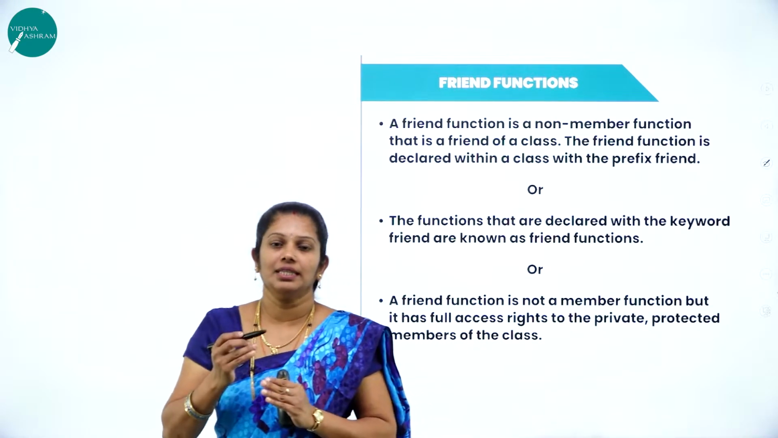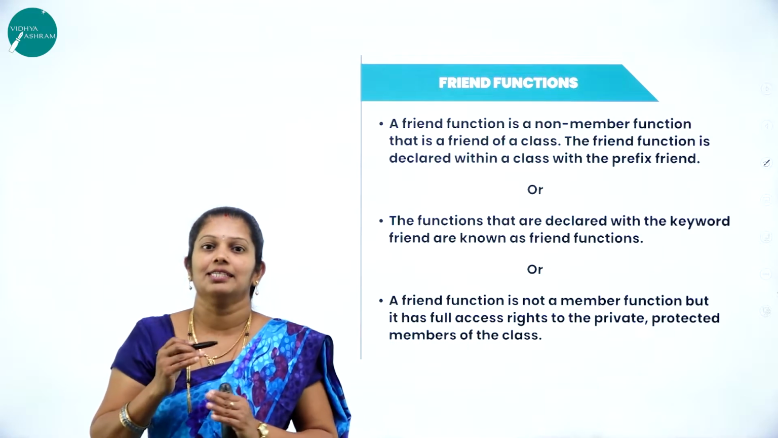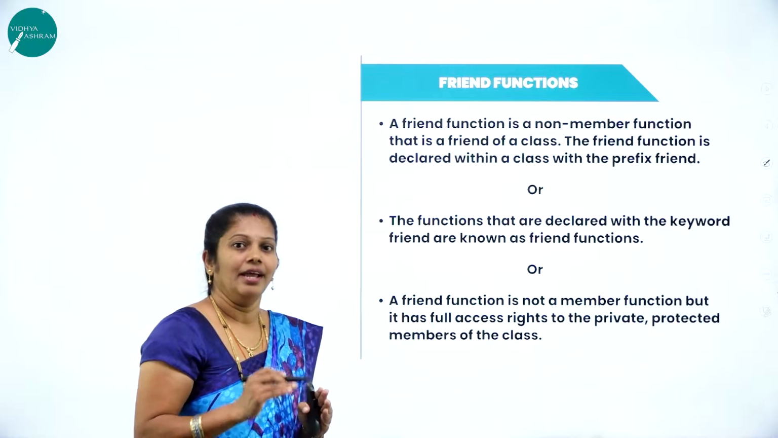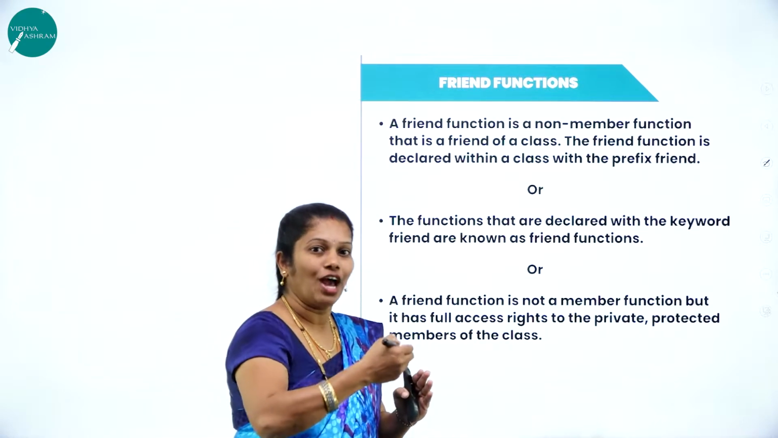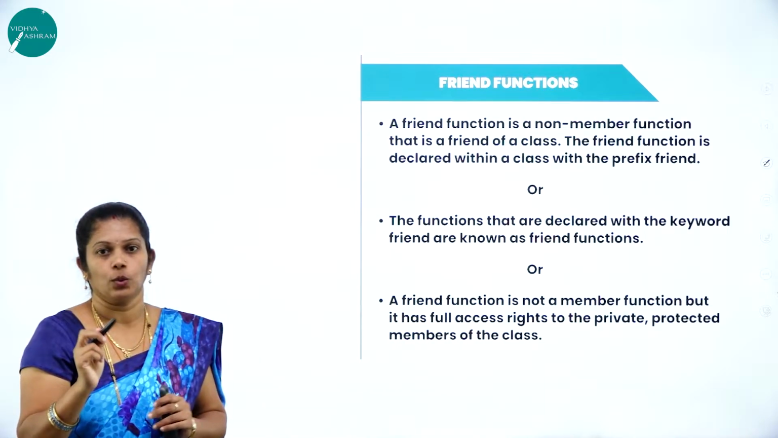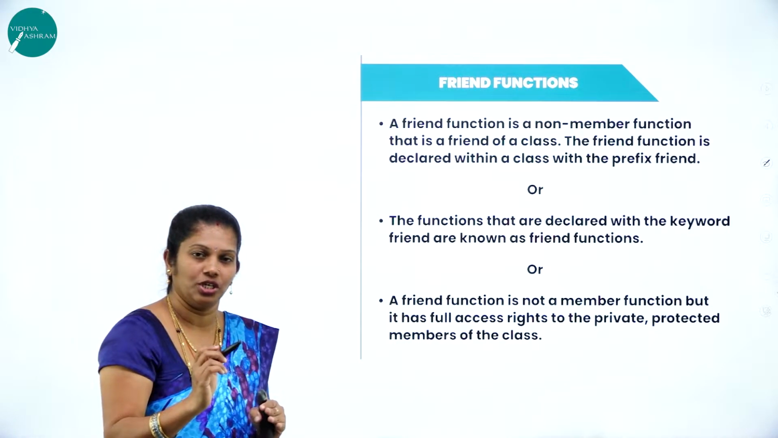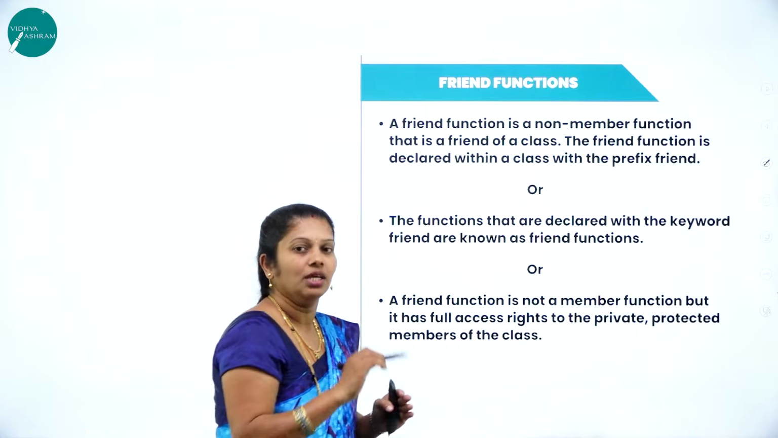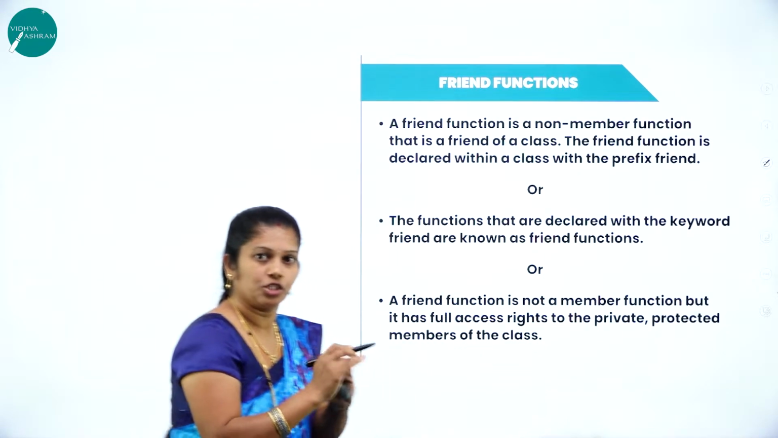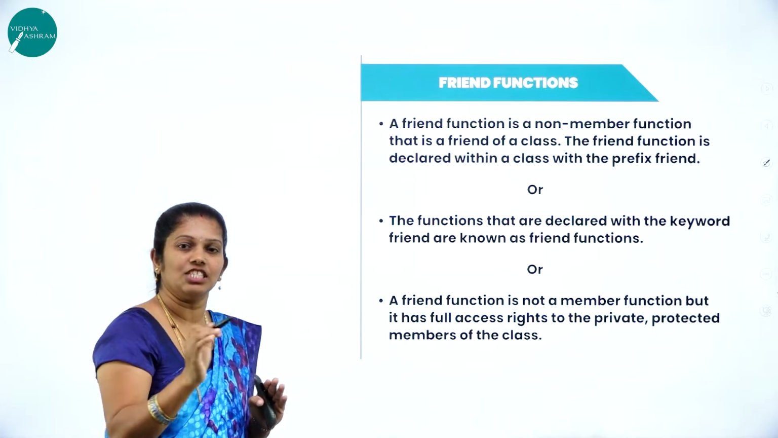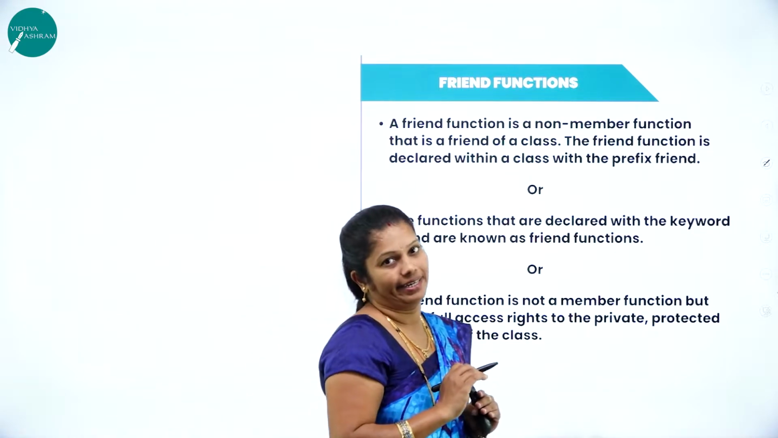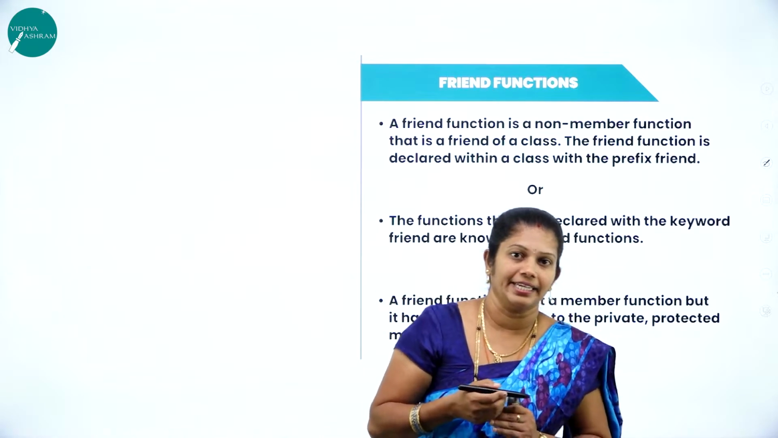Friend function, the name itself says that it is a friend of a class. It is not a member function. It does not belong to the family of that particular class. It is a non-member function. What do you mean by non-member function? This function cannot be present inside the class. It is not present inside the class, but it is just a friend of the class. But it can access your private items as well as protected items.